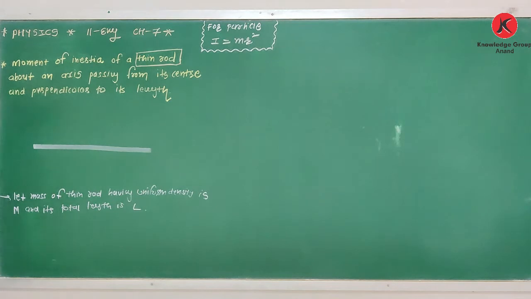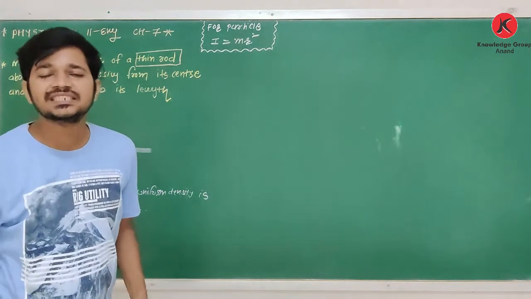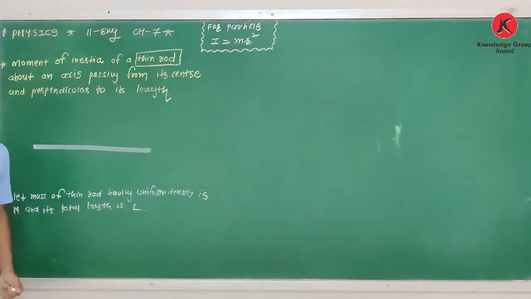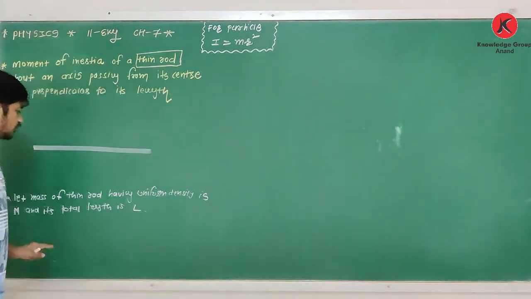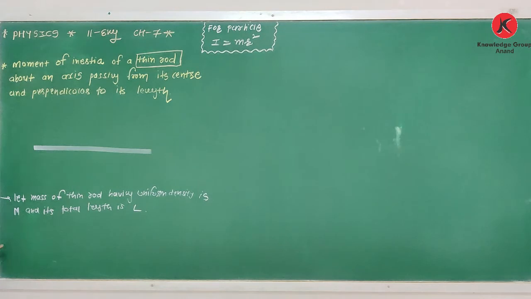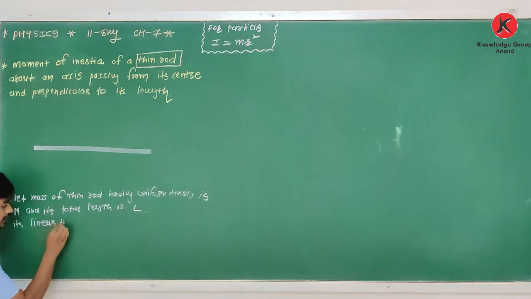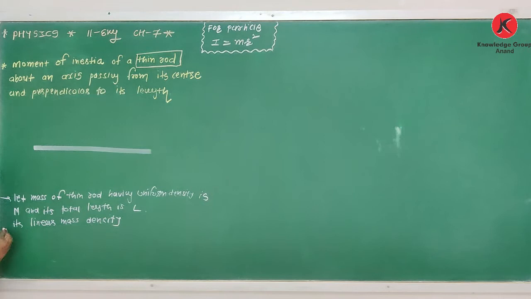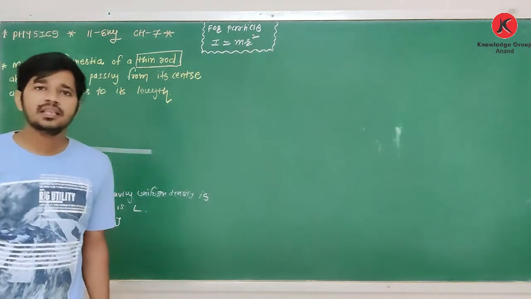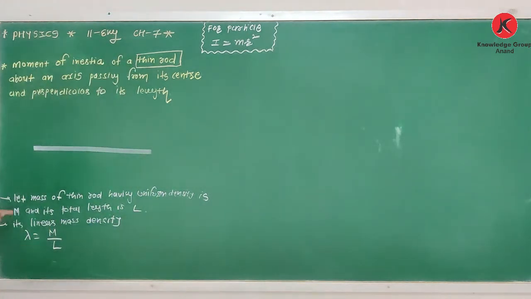From this mass and length, we can consider the thin rod as a one-dimensional object. So for the thin rod, I will find the linear mass density. Lambda is equal to total mass upon length, that is, M upon L. Clear about this? Now it is clear.